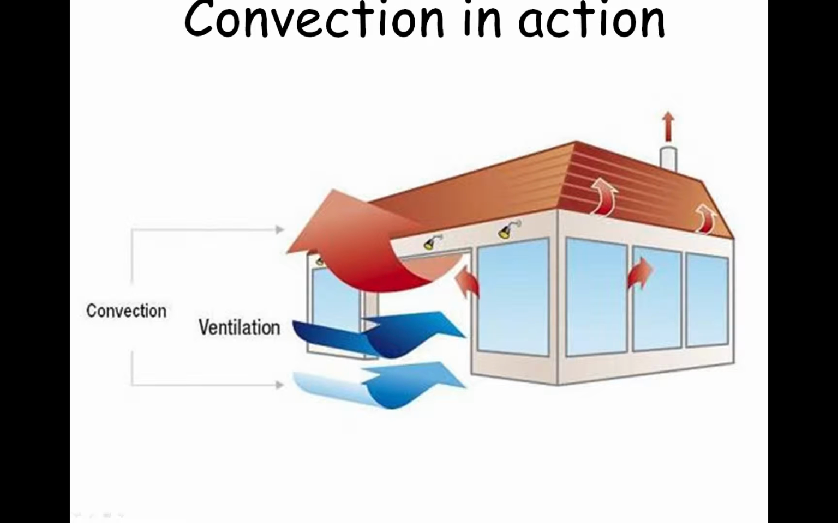Finally, a couple of examples of convection in action. So we have a building here, and inside that building, if it has a radiator, what will happen is the hot air will rise and the cold air will sink. However, if there are any gaps, the hot air will be able to escape. Meanwhile, cold air will be able to enter that room. This is why it's important to prevent drafts.